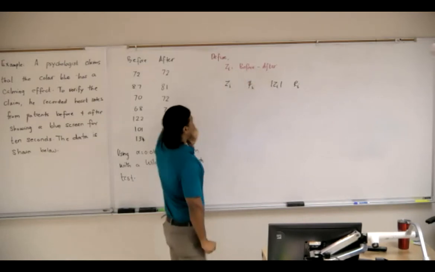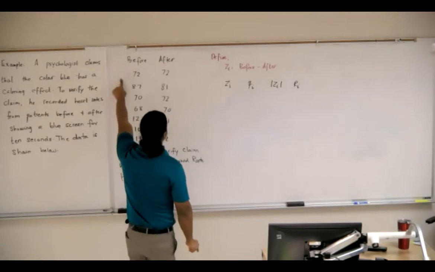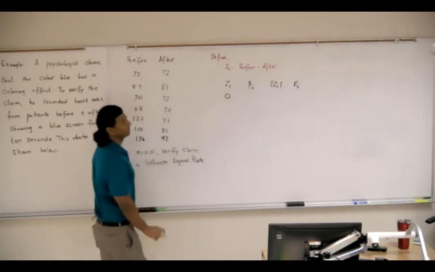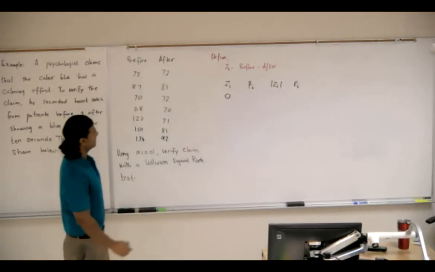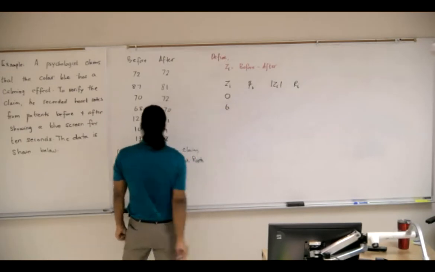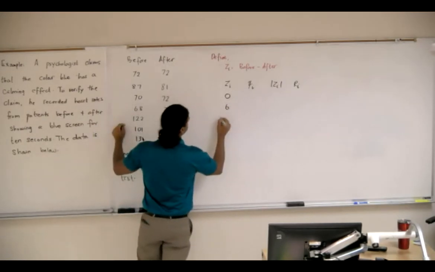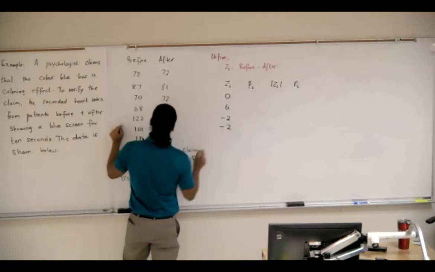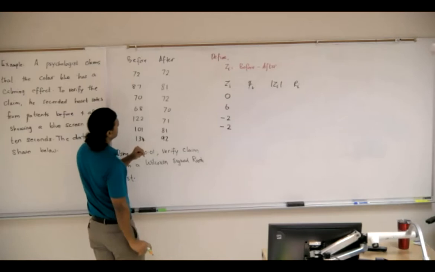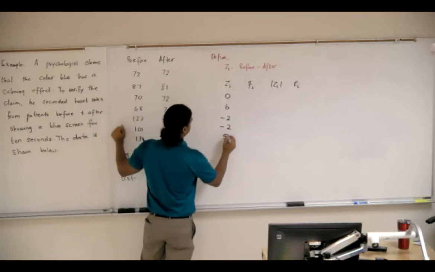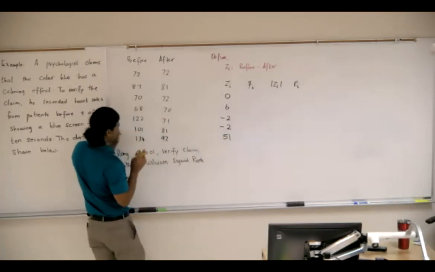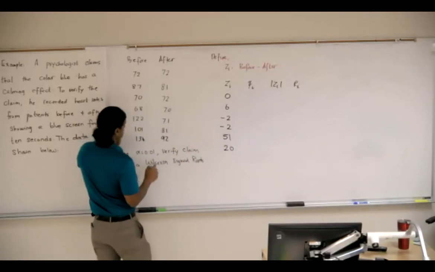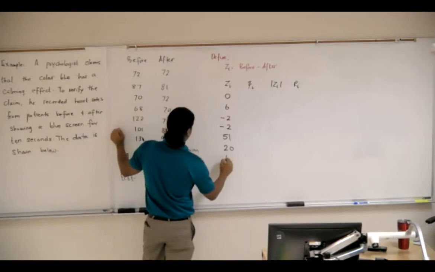Okay. The first case, the difference 72 minus 72 would be 0. 87 minus 81, 6. 70 minus 72, negative 2. 68 minus 70, negative 2. 121 minus 71, 51. 101 minus 81, 20. 134 minus 92, 42.